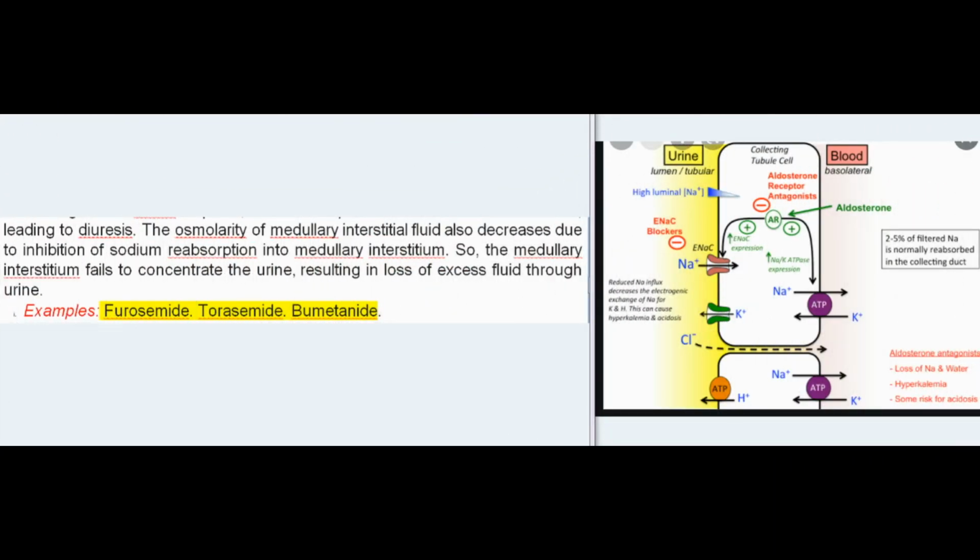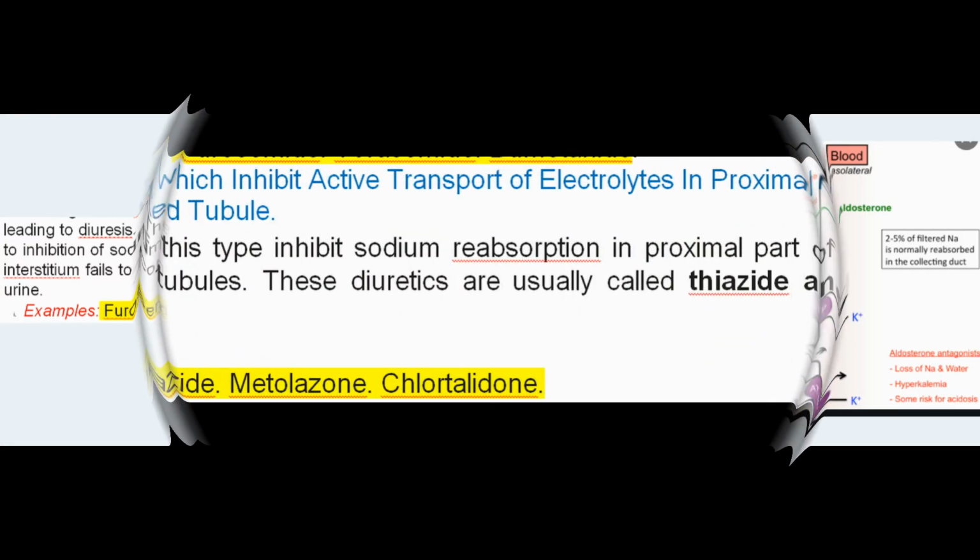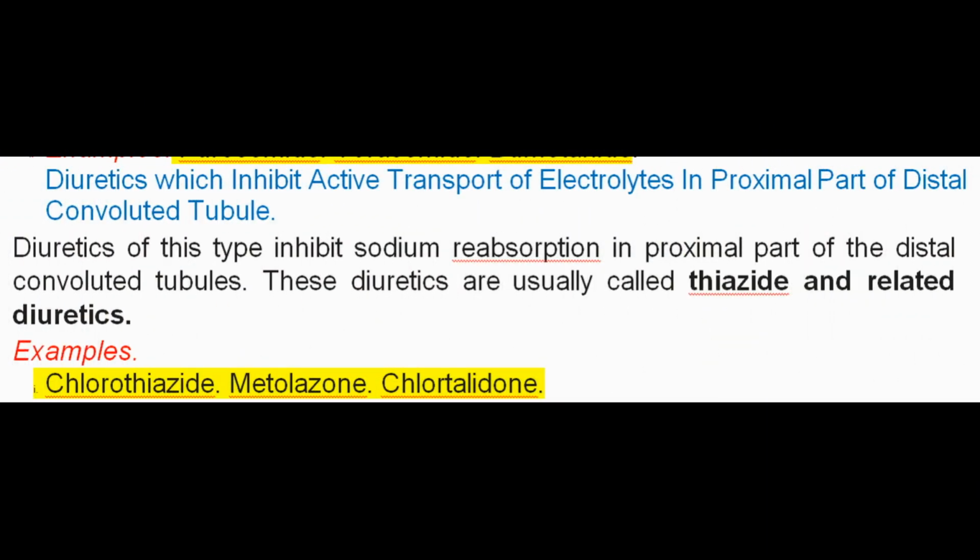The osmolarity of medullary interstitial fluid also decreases due to inhibition of sodium reabsorption into medullary interstitium. So, the medullary interstitium fails to concentrate the urine, resulting in loss of excess fluid through urine. Examples: furosemide, torsemide, bumetanide. Diuretics which inhibit active transport of electrolytes in proximal part of distal convoluted tubule.